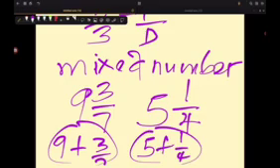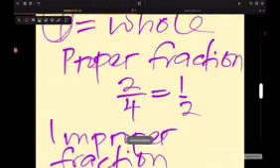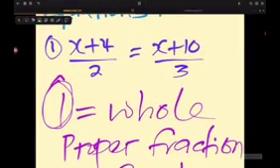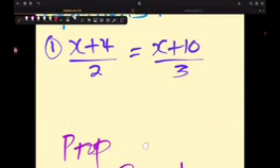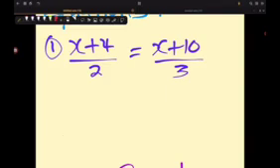So that is all about fraction at a very, very basic level. So let me rub off the writing part and quickly move to what we want to do for today.